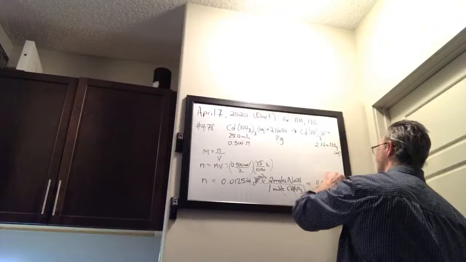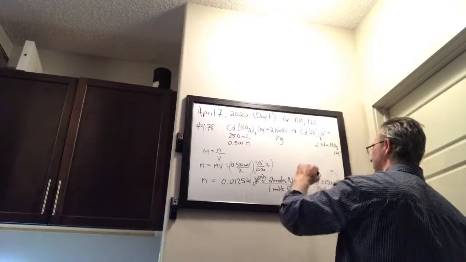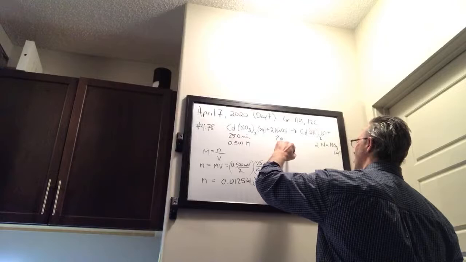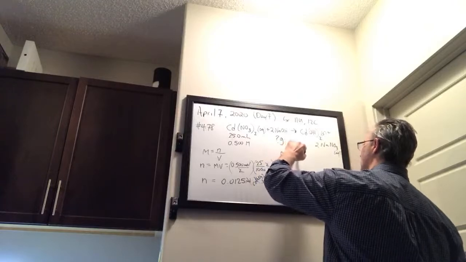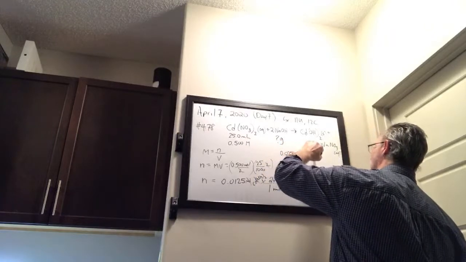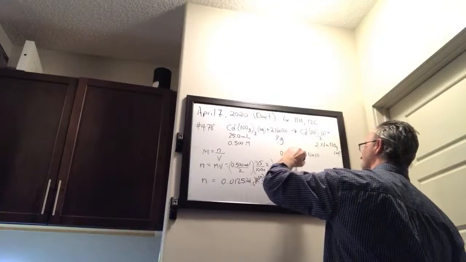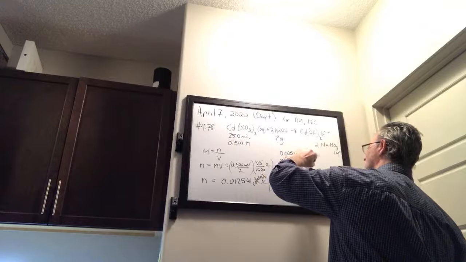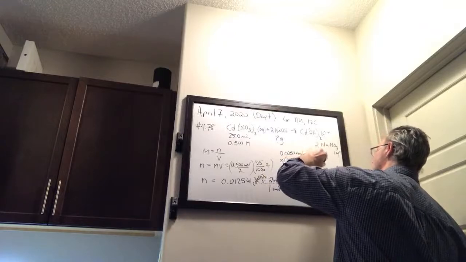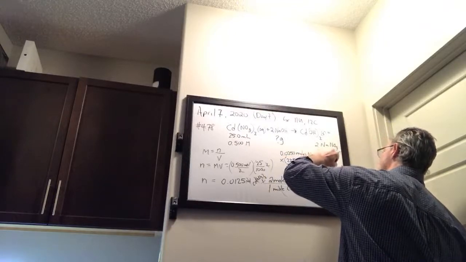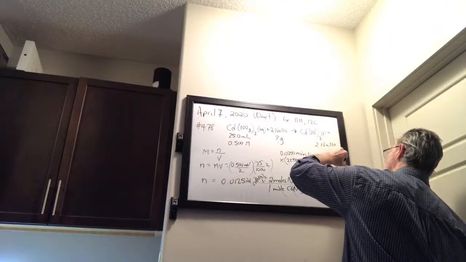So now we're going to multiply by the molar mass of sodium hydroxide. So we're going to say 0.0250 moles NaOH times the mass of sodium 22.98977, the mass of oxygen 15.9994, and the mass of hydrogen 1.00794 grams per mole.